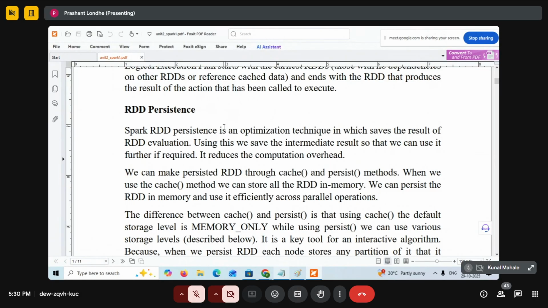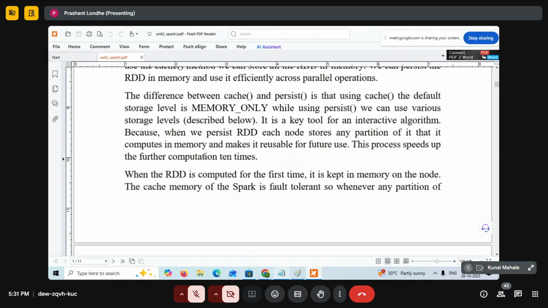Otherwise, these particular values will get updated accordingly. For persist, you are going to store with different levels that we will see further. They are like memory only, disk only, memory and disk only, then memory of a server, etc. So accordingly, the levels will be decided based on where you want to store that particular value. And for that purpose, we are going to use persist.